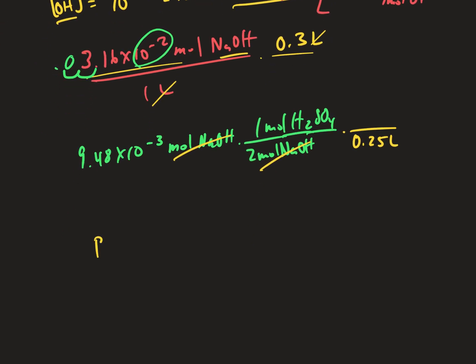But to find the pH, that's equal to the negative log of the H plus concentration, right? From our equation. So we have the concentration of our acid, but what's the concentration of H plus?